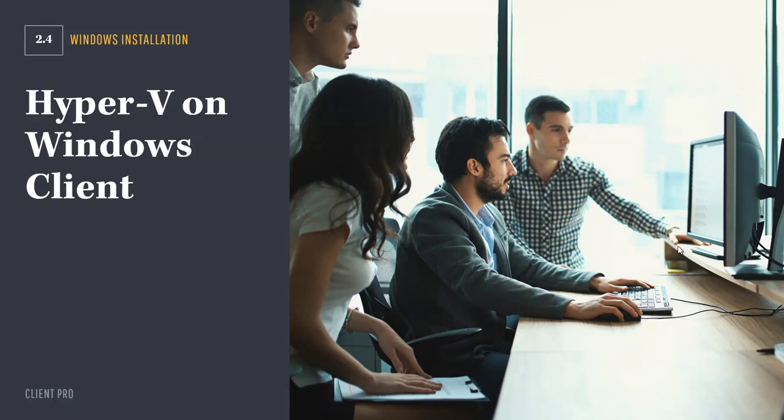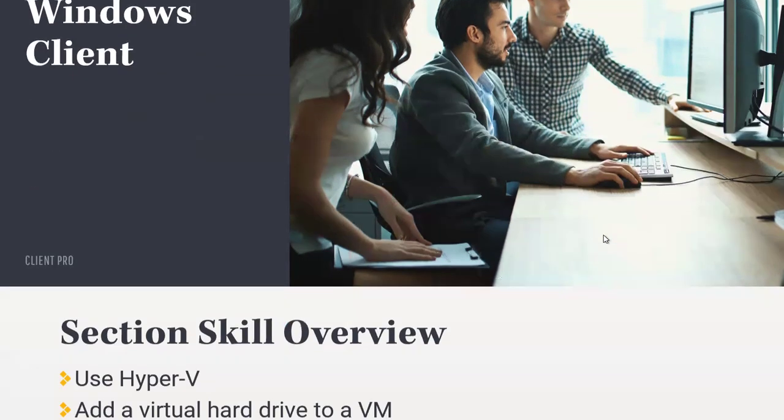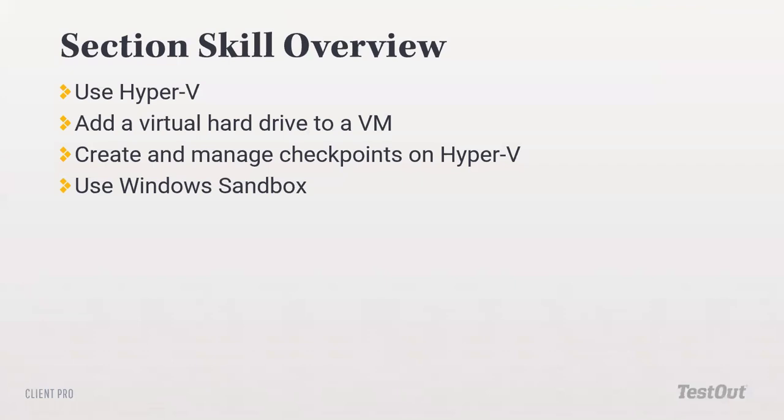And we're finishing this chapter with Section 4 about Hyper-V. We'll take a look at how to use Hyper-V. We're going to add a virtual hard drive to a virtual machine so that you've got basically a place to store something that feels like a hard drive in one file.